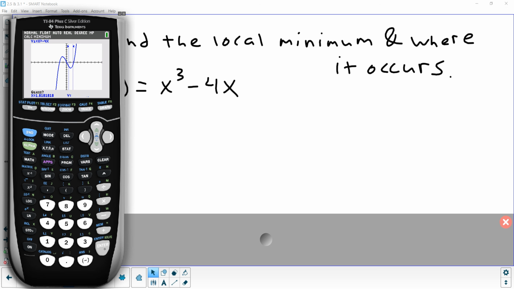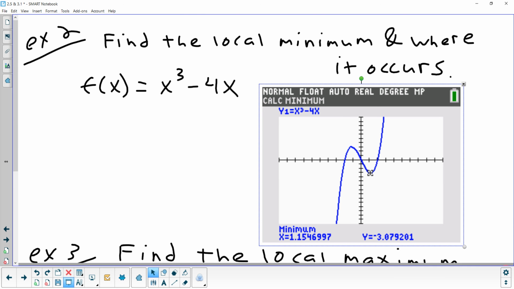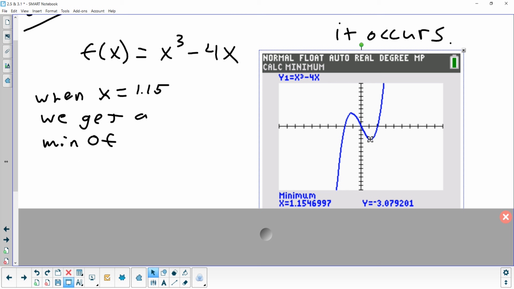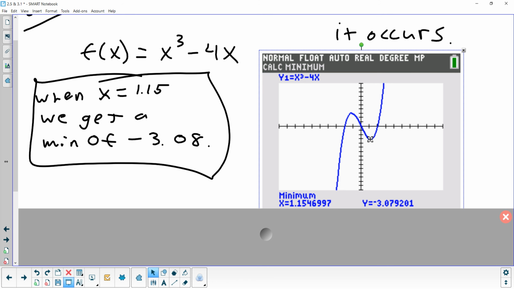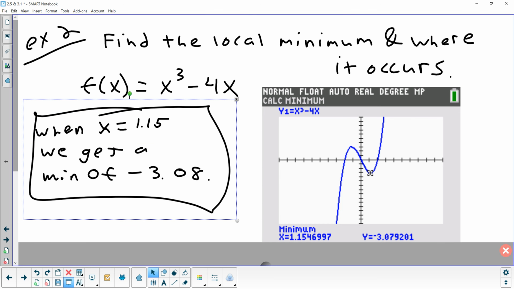Left, right, guess. Which one of those numbers, the x or the y, is my local minimum? Yep, the y value. So when x equals 1.15, we get a minimum of negative 3.08. That's how you would answer that question. Where does the minimum occur? When x is 1.15. What is the minimum? Negative 3.08.